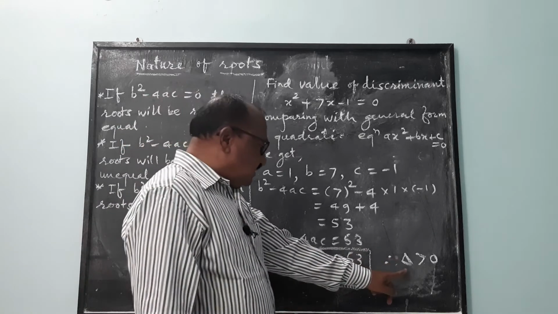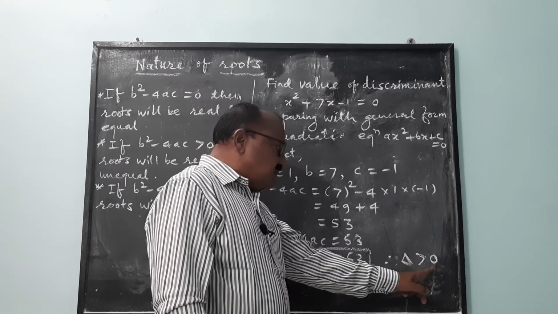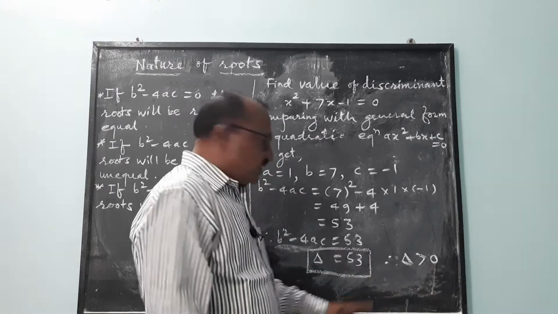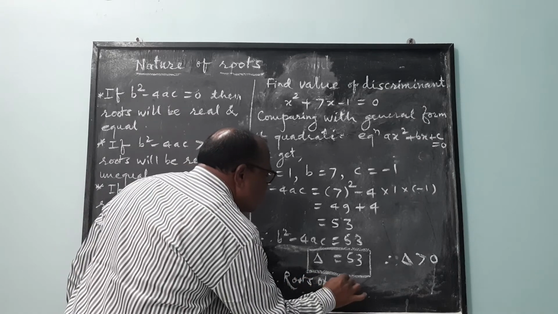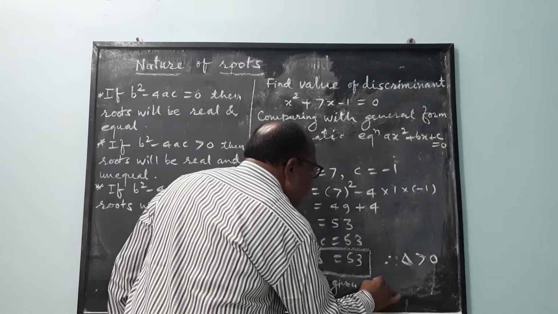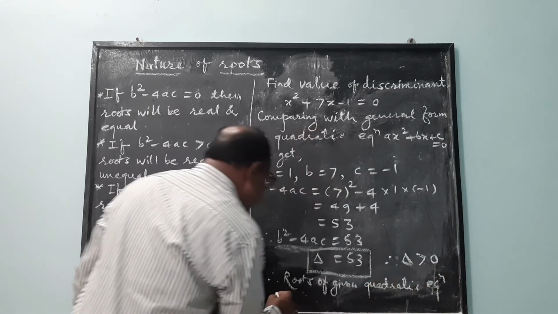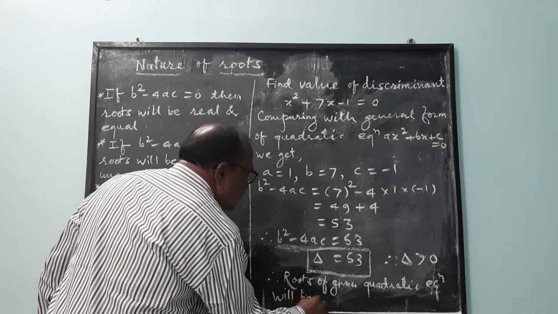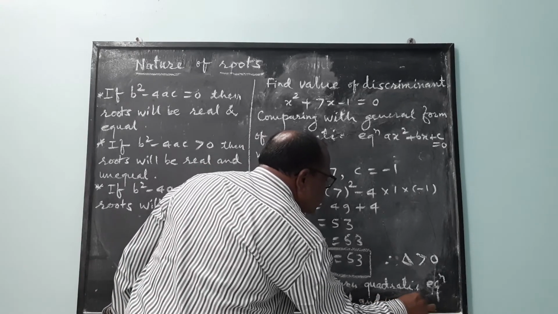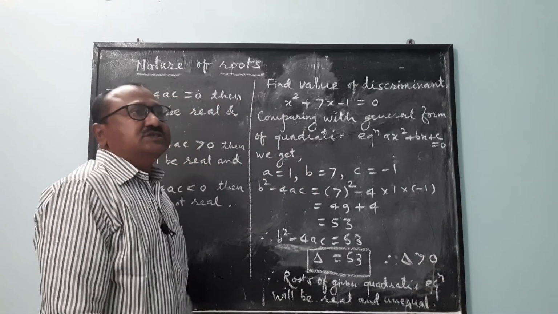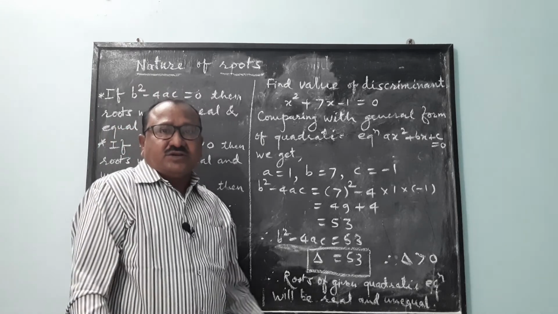Delta is getting positive value 53, means value of delta is greater than 0, means roots of given quadratic equation will be real and unequal. In this way you can calculate the value of the discriminant and can tell nature of roots.